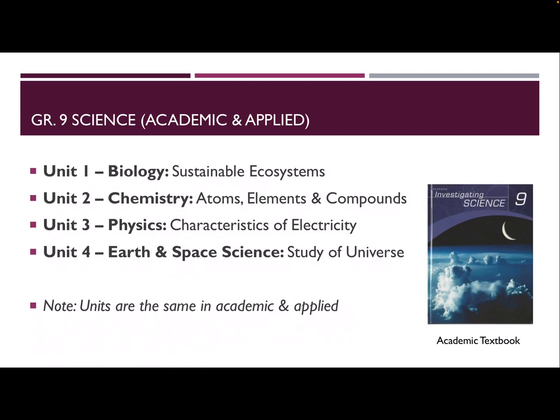Our grade 9 units that we have in both academic and applied science, the names are slightly different for the applieds, but we have a unit in sustainable ecosystems. Our chemistry unit is called Atoms, Elements, and Compounds. Physics unit is electricity. And finally, we study astronomy and we study the universe.